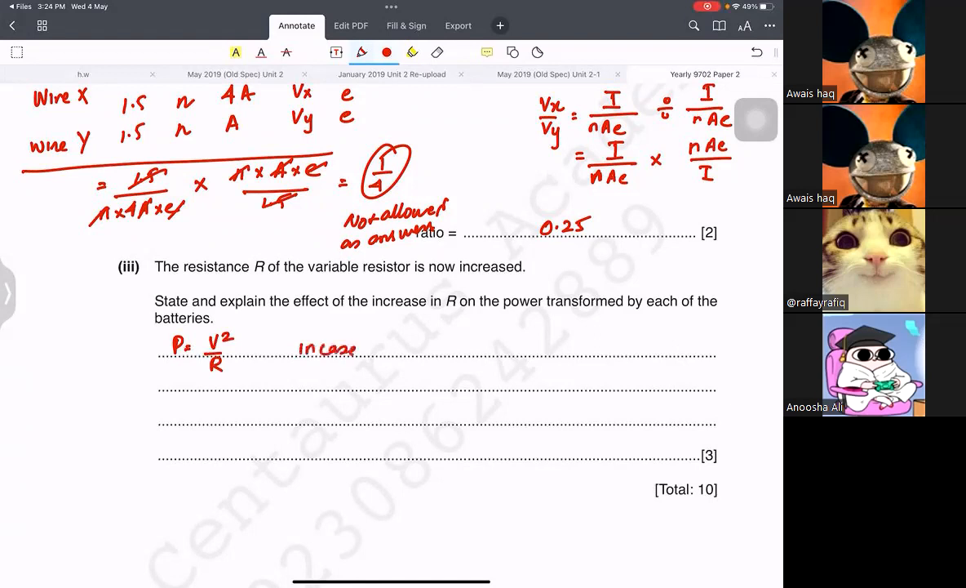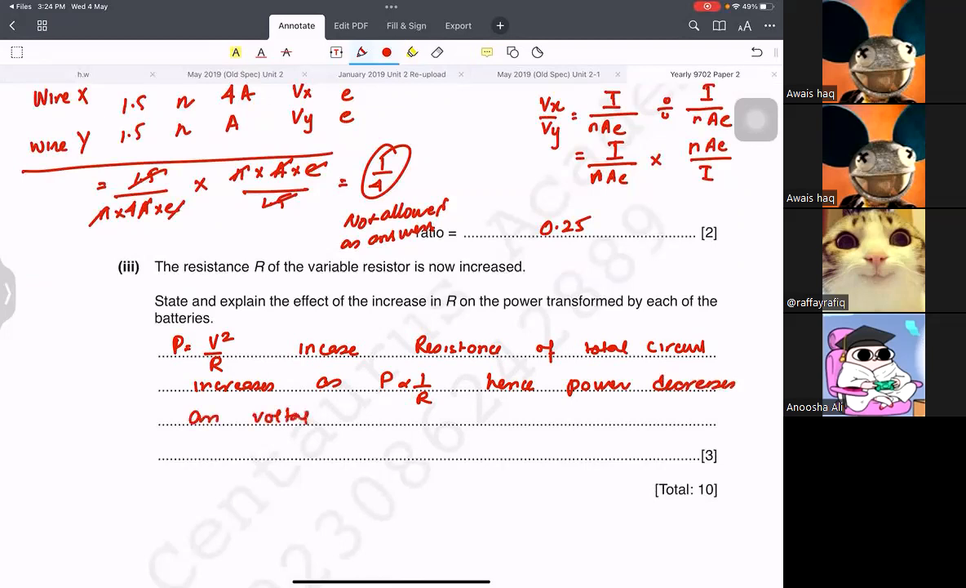In case resistance of total circuit increases, as power is inversely proportional to R, hence power decreases as voltage is constant.